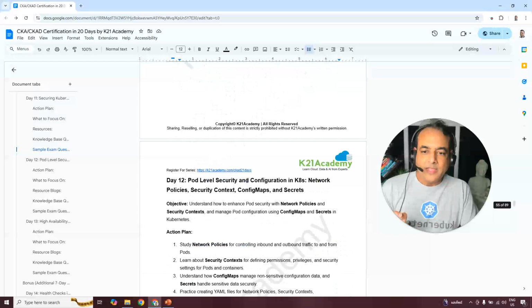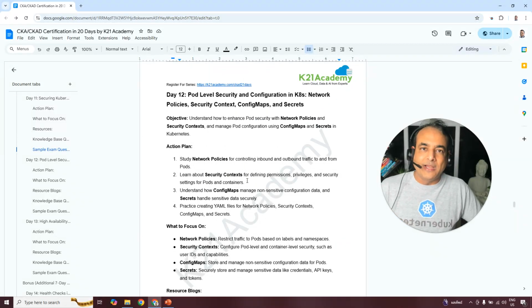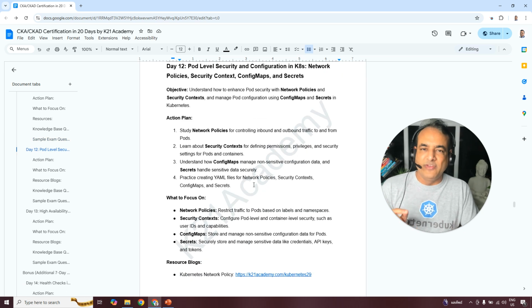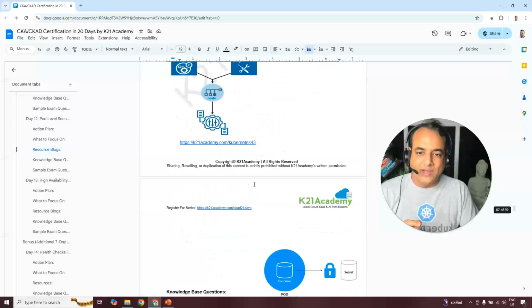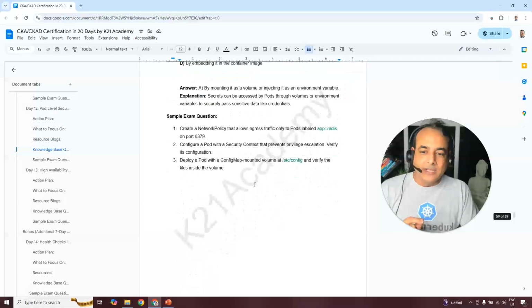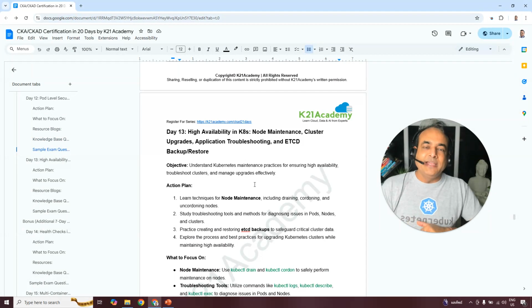Then day 12. Earlier, on day 11, we looked at cluster-wide security. In day 12, we're going to look at pod-level security or application-level security. In that, we're going to look at network policies, which will dictate the traffic, like a network firewall, between the different pods on which your application gets deployed. We'll also look at security context, config maps, and secrets, all those things that you will need to securely store the sensitive data within your application. That's day 12.